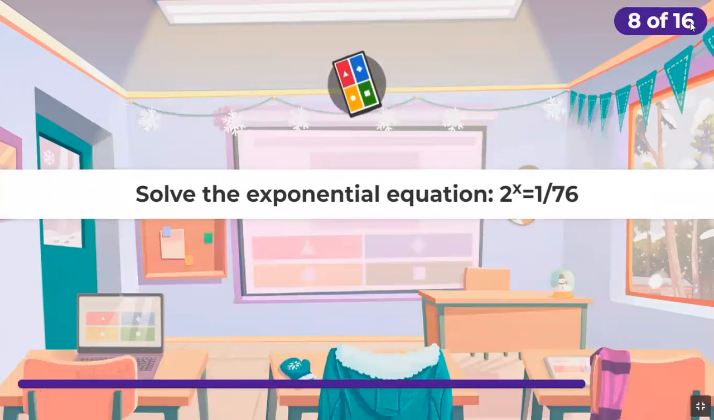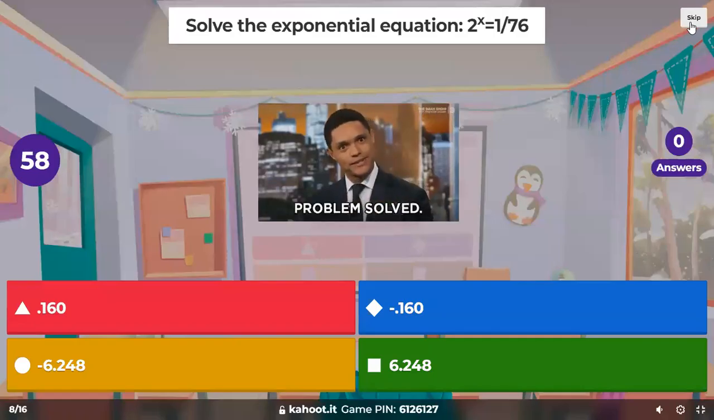All right, this one, solve the exponential equation. So write it down. 2 to the x equals 176. How do I solve that? How do you solve an exponential?